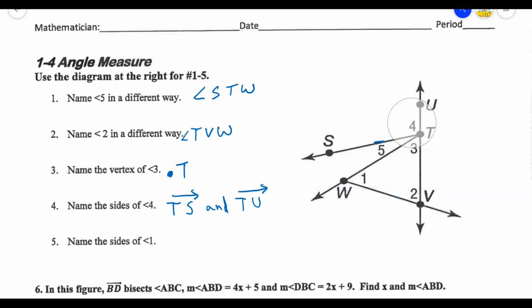Okay, so let's do the same thing for angle 1. What are the sides of angle 1? Angle 1 lives here, so here's one side to angle 1, goes out that way, and then the other ray that's a side of angle 1 goes out that way. What are those two rays? So hopefully we said we have ray WT. So that's ray WT, and we also had ray WV. Those are the two sides of that angle.